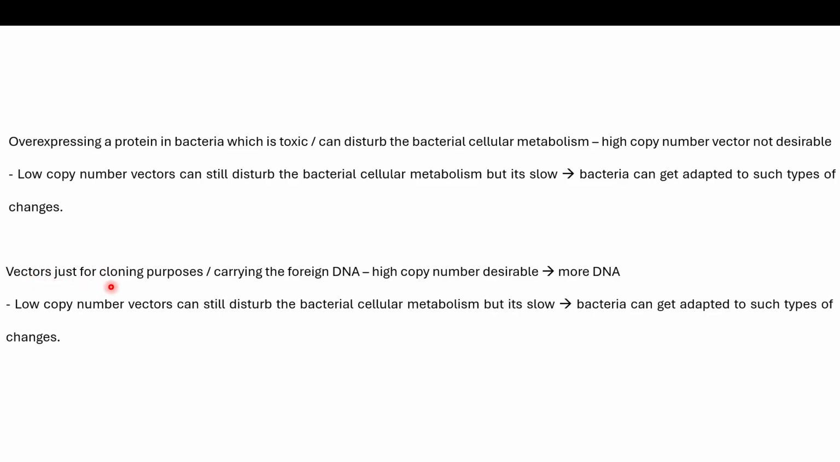For vectors that are just for cloning purposes, or for carrying the foreign DNA or foreign gene of interest, high copy number plasmids are really desirable, because eventually you will get more amounts of DNA, more amounts of the recombinant DNA. This is the same thing that we talked about earlier.